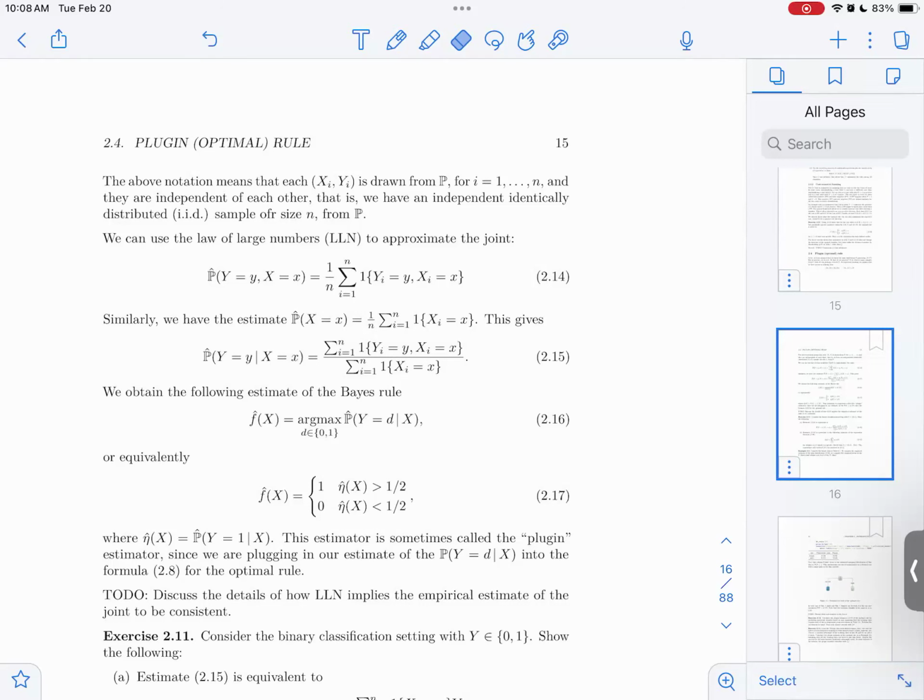And this is a valid probability distribution. It follows all the rules, so you can do, for example, the conditional distribution, which is the joint distribution divided by the marginal distribution, which is this.